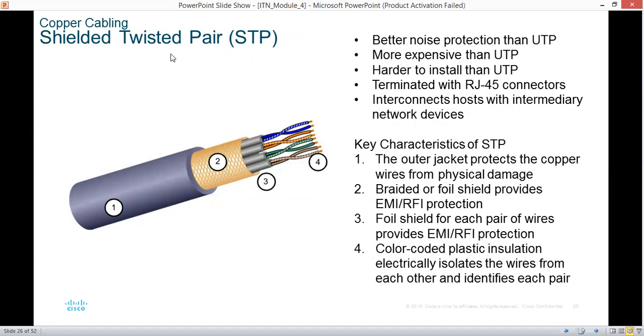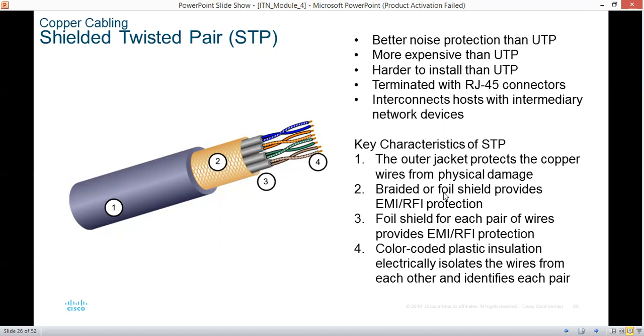For the shielded twisted pair: better noise protection than UTP, more expensive than UTP, harder to install than UTP because it's quite hard, terminated with RJ45 connectors, and interconnects hosts with intermediary network devices. Of course, all of them do that. Key characteristics of the STP, which is the shielded twisted pair: the outer jacket protects the copper.